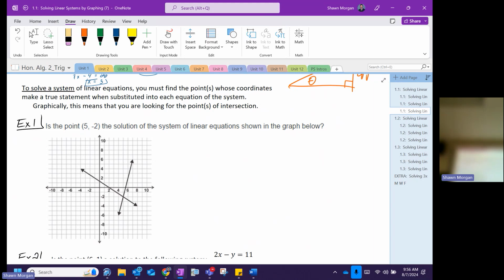But first things first, we have to understand what it means to be a solution. You're looking for all the points that are on both or all three or however many lines you've got. You're looking for the points of intersection. Good, Mario. The points of intersection.